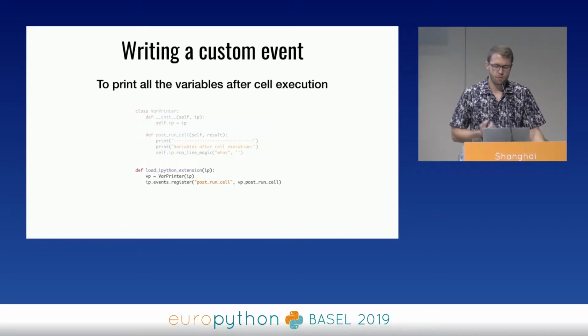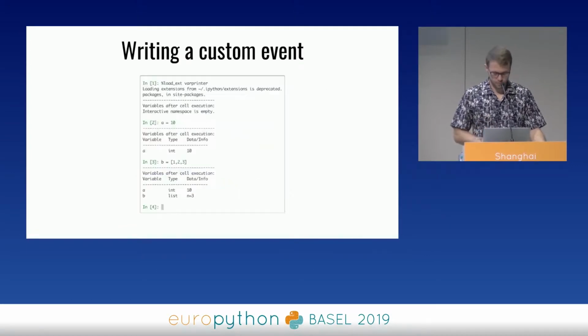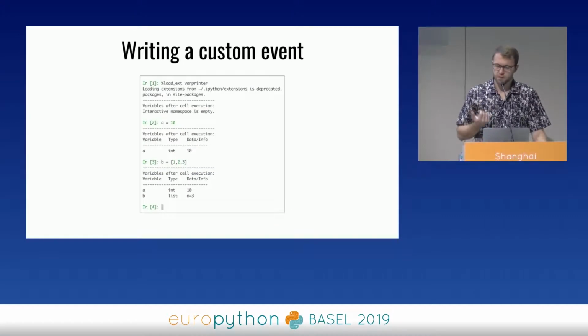And finally, I'm registering the callback inside the load IPython extension function. And now I'm saving the file in my extensions directory as var printer. If I load it in an IPython session, it will automatically start working and printing the variables after each cell.